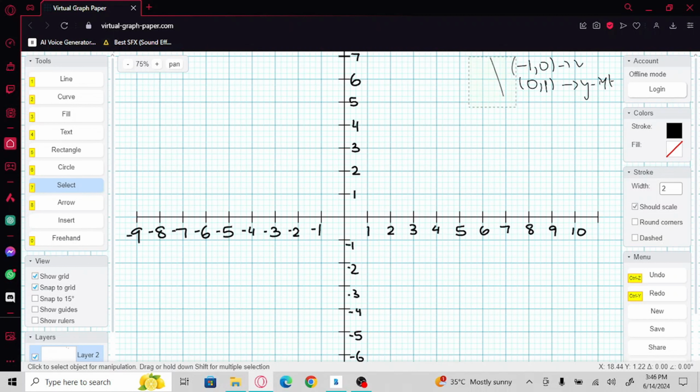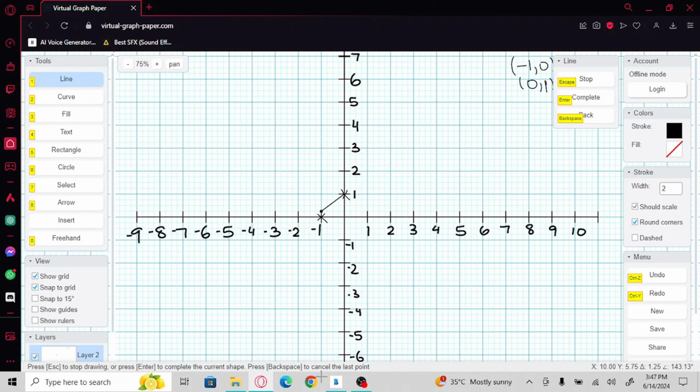Wait a second. Okay, so our first coordinate is at -1, 0. So -1 is here, 0. Negative 1, 0, and 0, 1: when x equals 0, y is equal to 1. And if you just draw a line from here to here, we'll just reflect it on the same gradient.